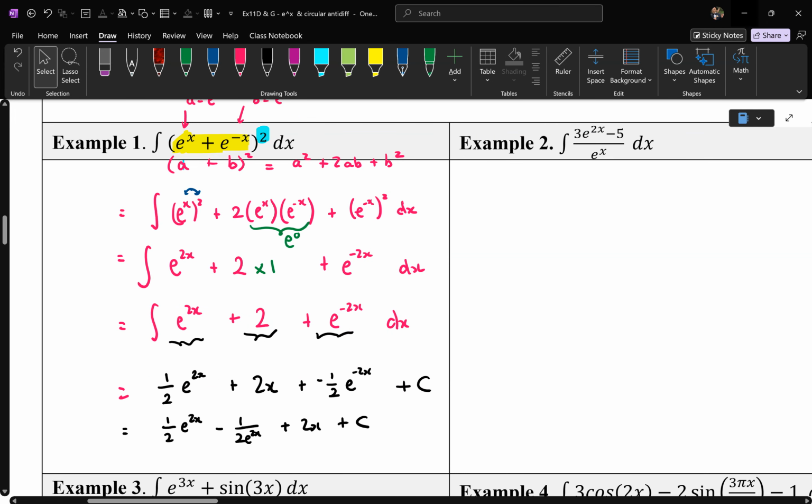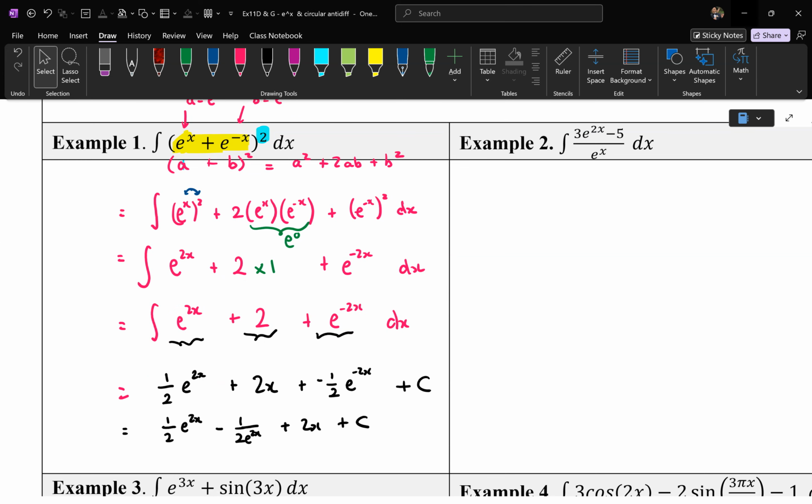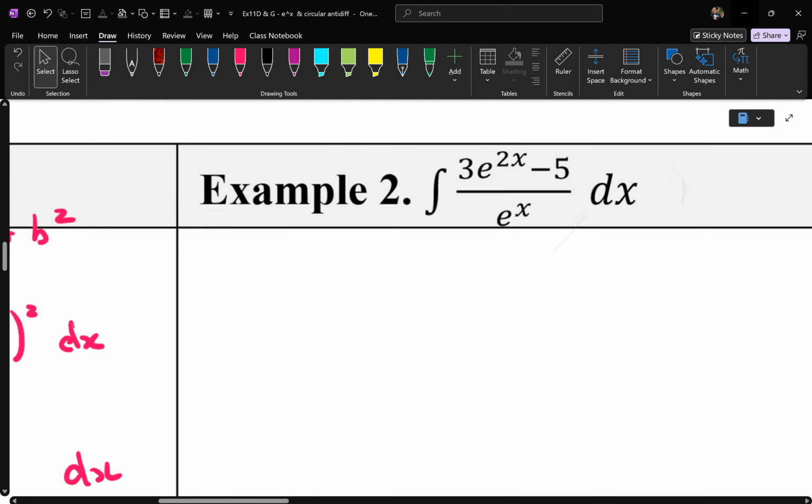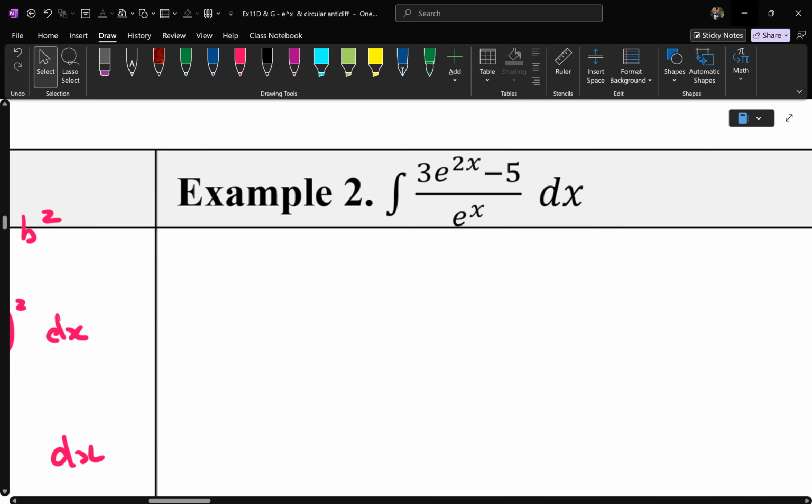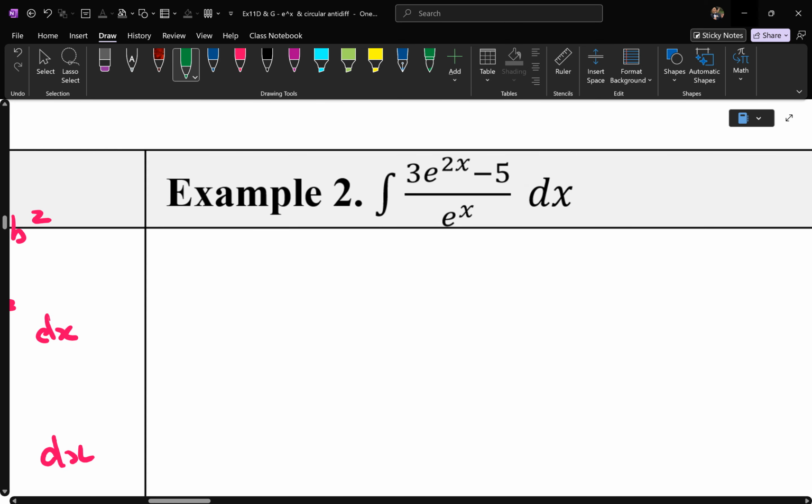Example 1 had the square as a problem. What's the problem in example 2? So you got the rules for exponential. Well, what's the problem for example 2? What's the challenging thing here? Can I please have Ella? What's making this problem more challenging? Very good. This is the fraction.